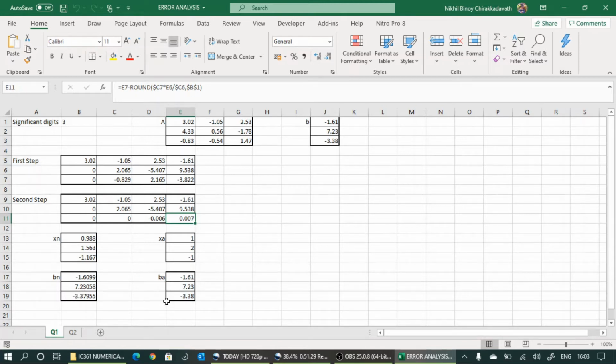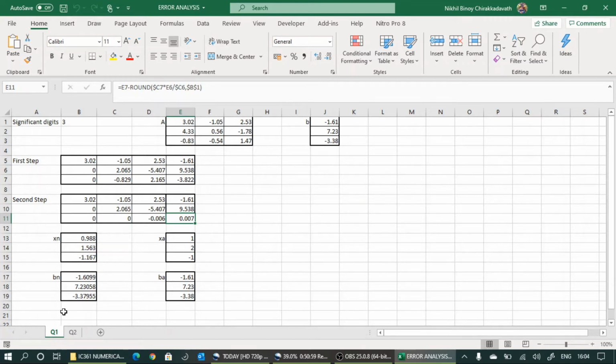The difference between BA and Bn, that is BA minus Bn, is known as the residue, and XA minus Xn is known as the error. So here you can see that there is a large error but the residue is still small. So please note that by using the residue we can't say the amount or the seriousness of the error. So how to avoid this problem?